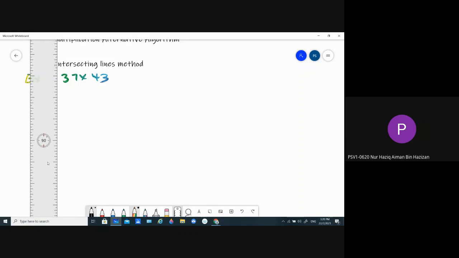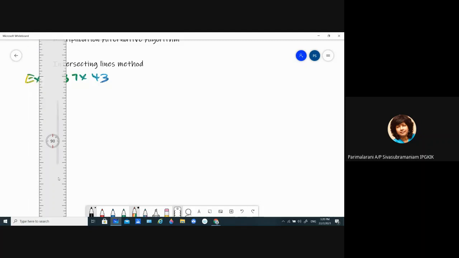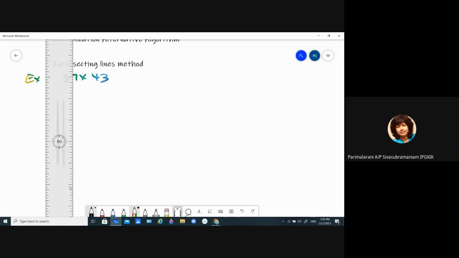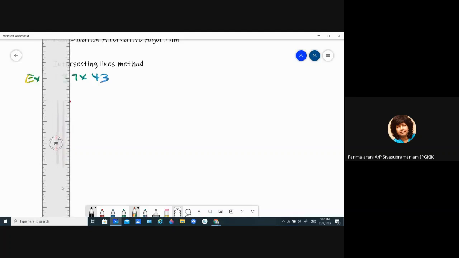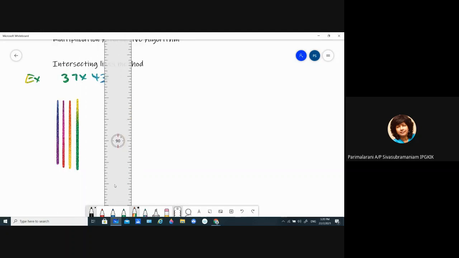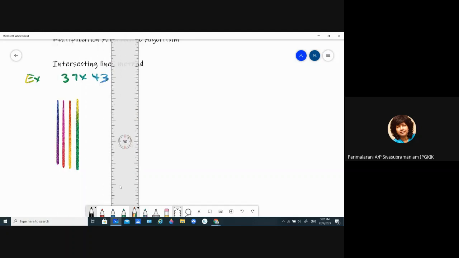Okay, so 37. So I need to draw 3 lines or, okay, I'm going to do 43 first, okay? So 1 line here, 1 line, 2 lines, 3 lines, 4 lines, okay? And then on this side, I have 4 and 3, yeah? 43, 4 and 3, okay? So in this side, I'm going to draw 2 lines, 3 lines.